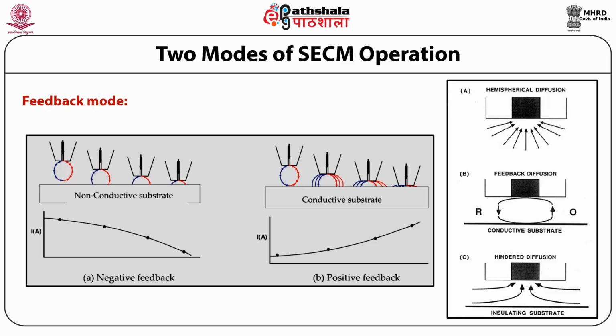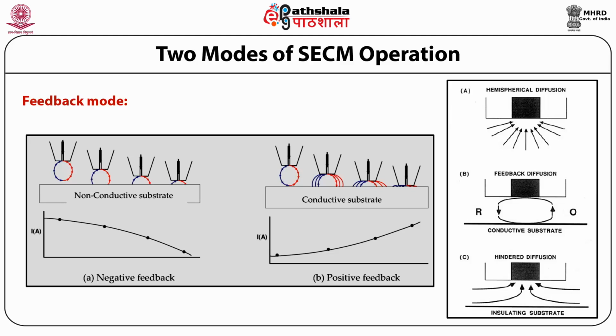Since SECM measurements are rate dependent, it is also employed to study electron transfer kinetics. Positive and negative feedback modes are limiting situations in which the rate of electron transfer from the substrate to the mediator is rapid, above the diffusion limit, and very slow, respectively. In the general case, the rate may lie between these extremes.